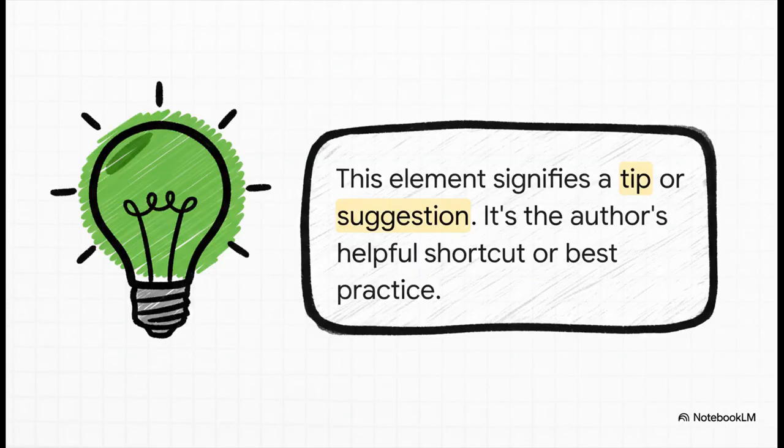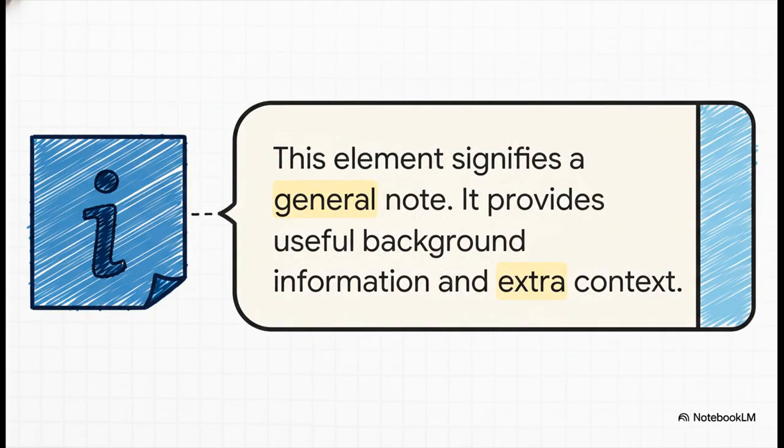So beyond just the text, the book also uses these great visual cues. Think of this first one like a green light. When you see this tip element, it's the author basically giving you a pro tip, a shortcut, a best practice, or just an easier way to get something done. It's pure gold.